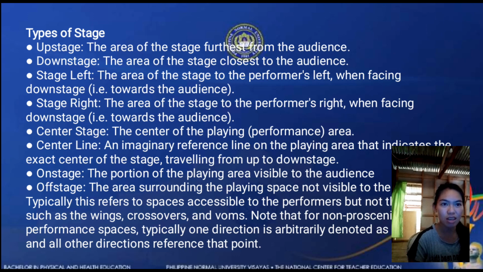Next is the downstage. The downstage is the area of the stage closest to the audience. It is not just slightly close but closest to the audience. Next is the stage left, the area of the stage to the performer's left when facing downstage. So when the performers are facing the audience, it is their left, so it is the stage left, but the stage left of the audience was their right.